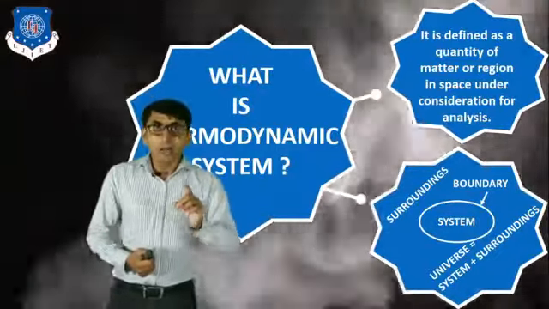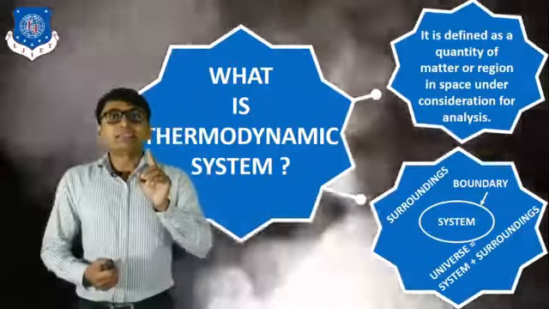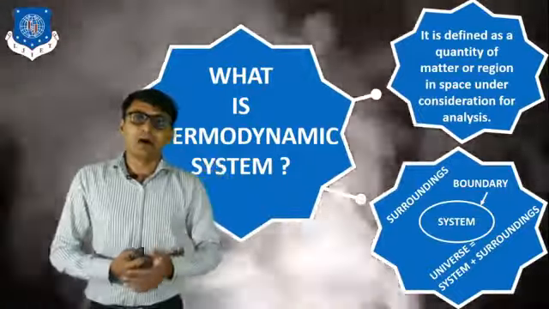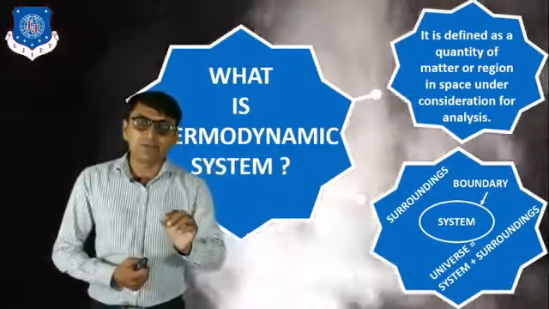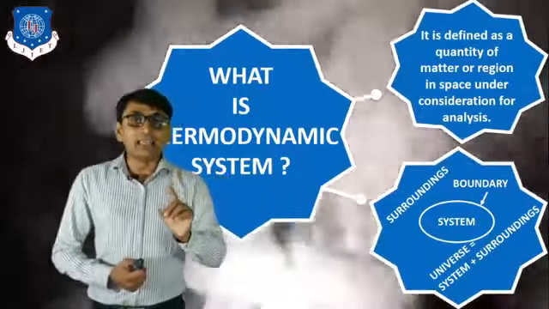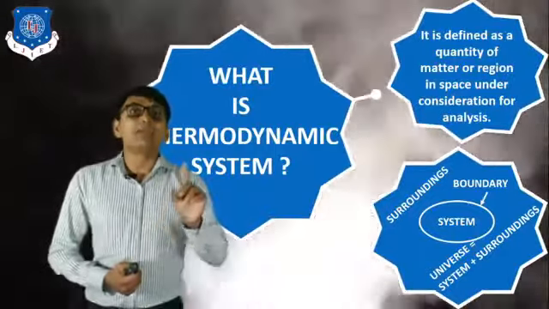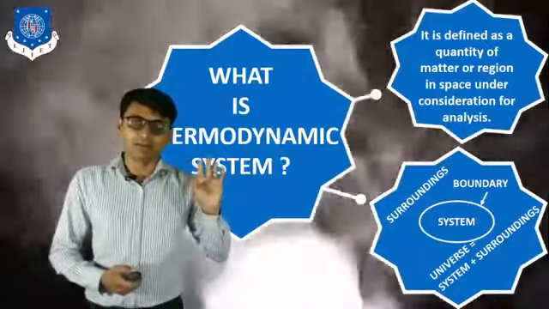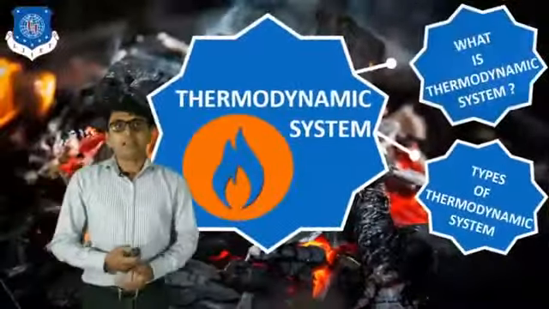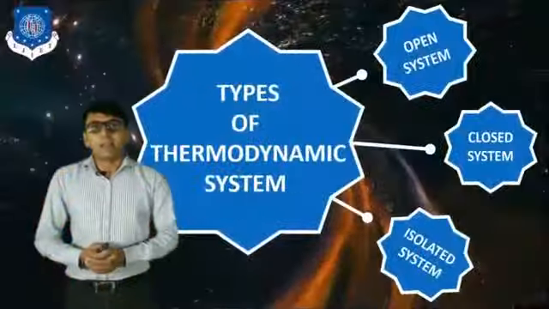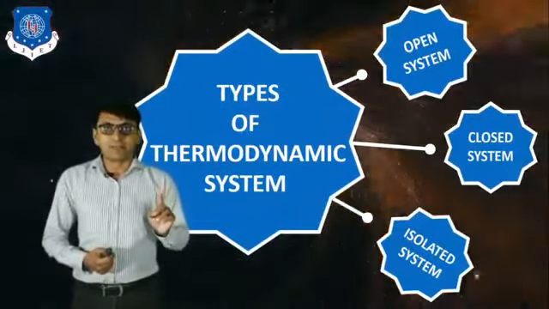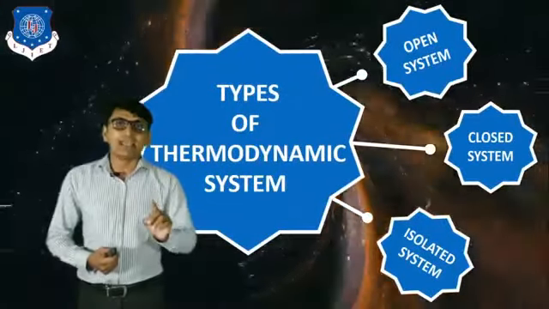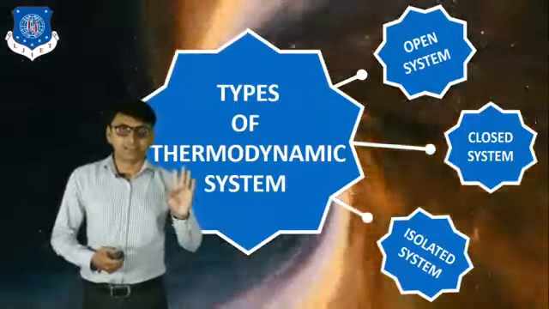Now the boundary separates the system from the surrounding. It is real or imaginary, and it is fixed or movable. Then there are mainly three types of system: open system, closed system, and isolated system.